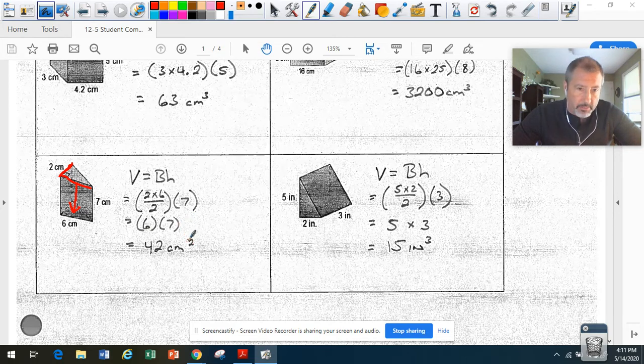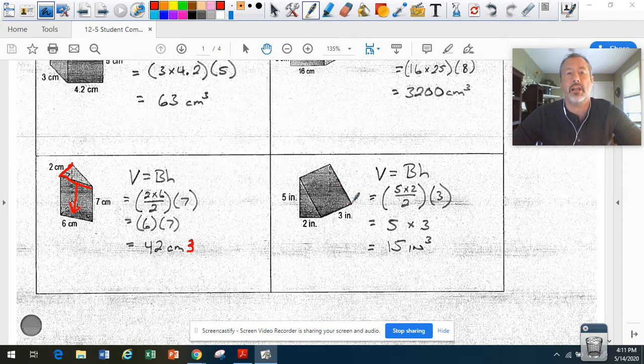Oh, Mr. Spencer made a mistake here. We'll have to change this right here. So we get 42. So our answer is 42 centimeters cubed, okay? Because we are dealing with the volume here. So it's 42 centimeters cubed. So make sure you make that correction there.